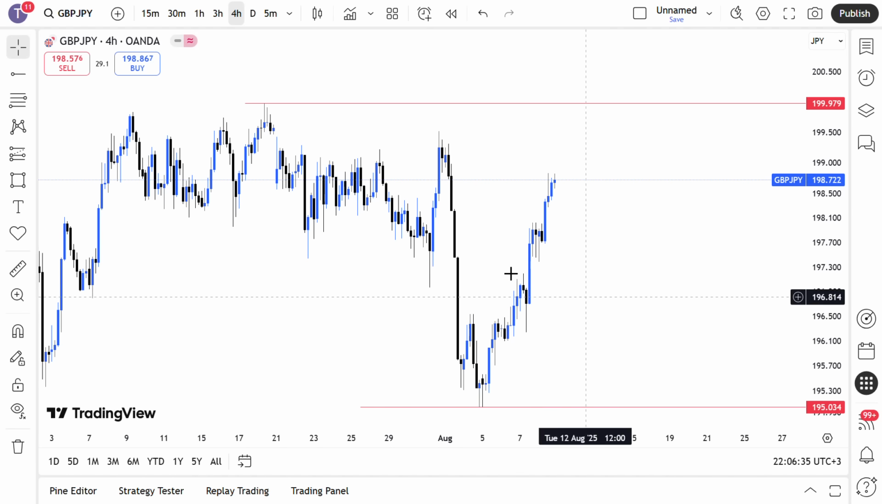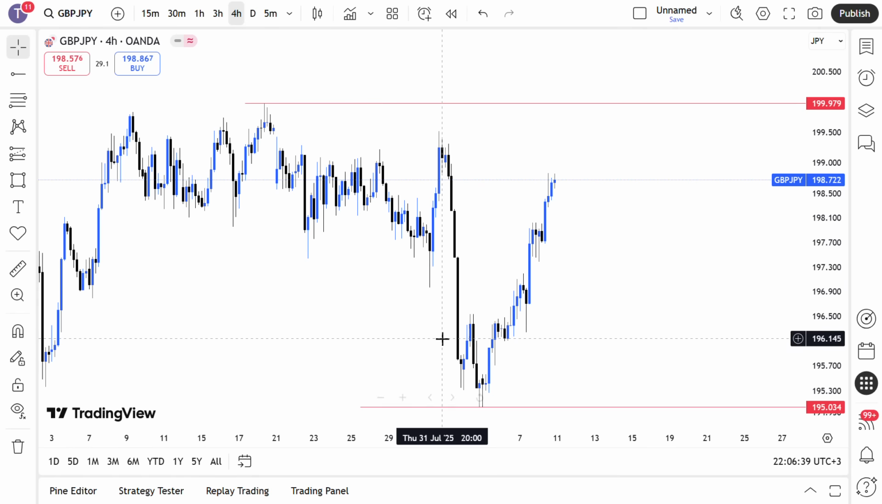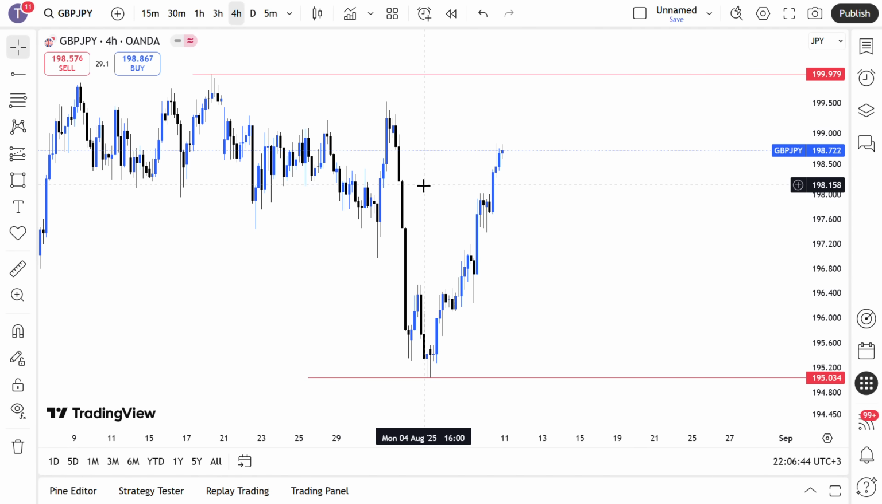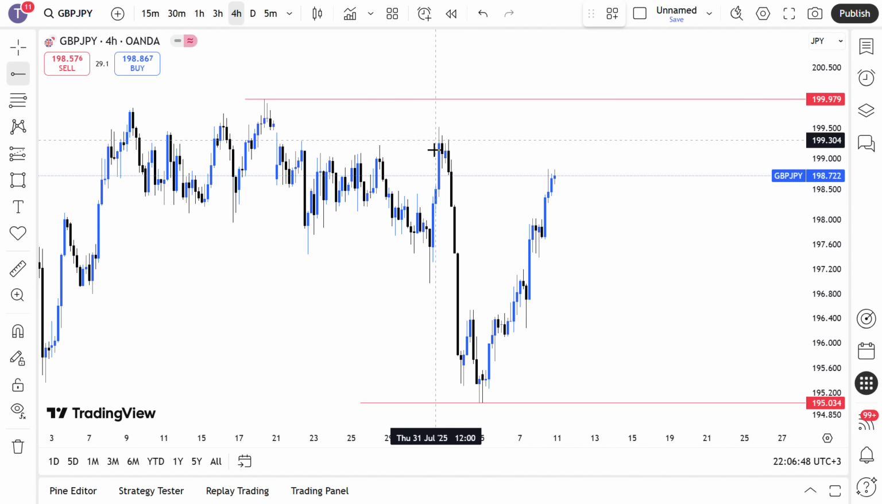And after the change of character, that means the internal structures are going to be used as liquidity before the market drops down. So what I expect from the market, I expect the market to clear this high as liquidity because there is no inducement inside here.